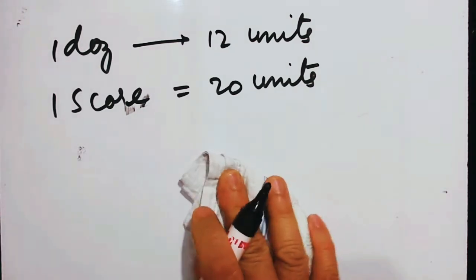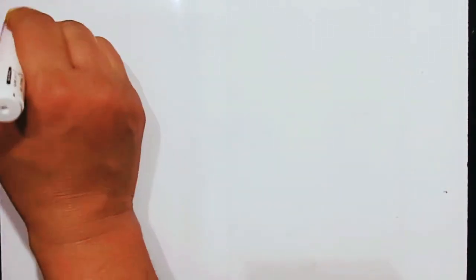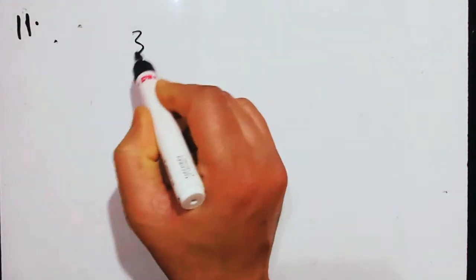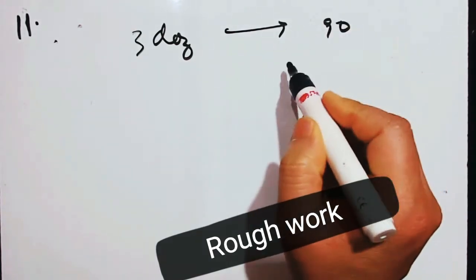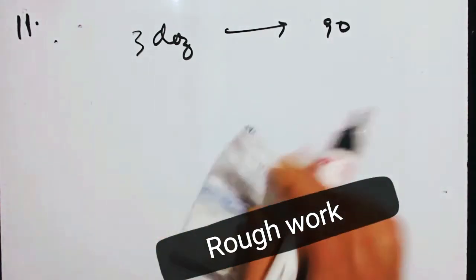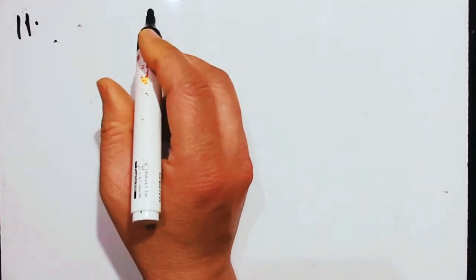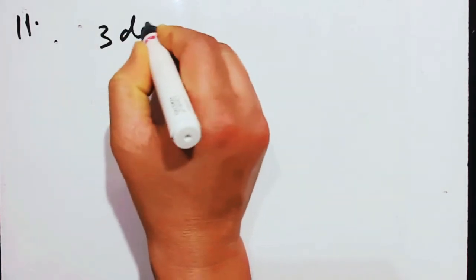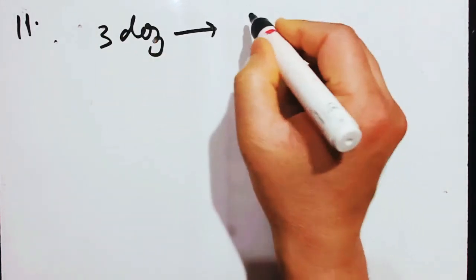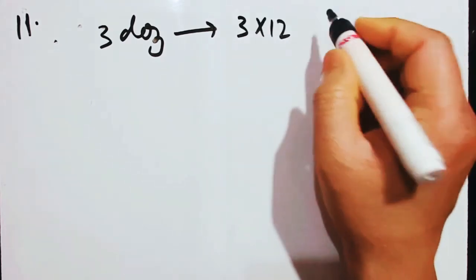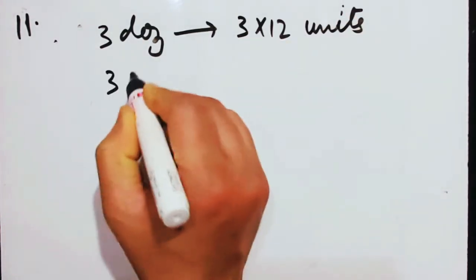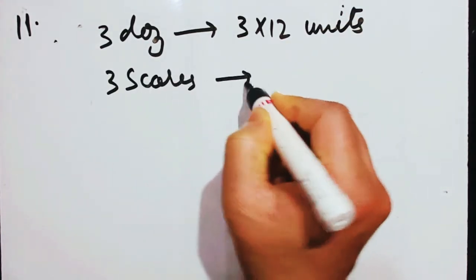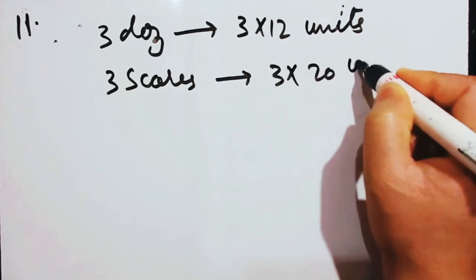Okay, so if three dozen, let us see whether it is in arranged form or not. If three dozen eggs cost rupees 90, find the cost of three scores of eggs. We will write it this way: it is better to convert three dozen into units, which means 3 into 12 units, and 3 scores means 3 multiplied by 20 units.